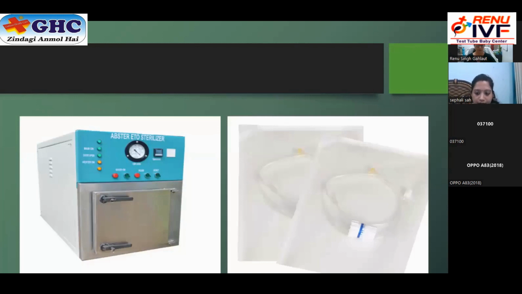This one is ETO and this one is the wrapper. How do we keep the instrument? First of all, we wrap it in the ETO polythene bag. Then the method of sterilization is followed.